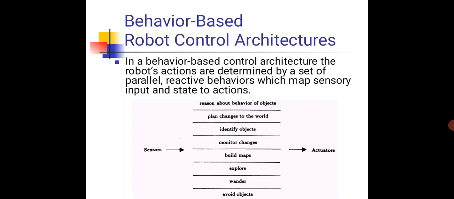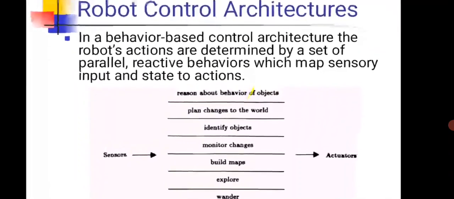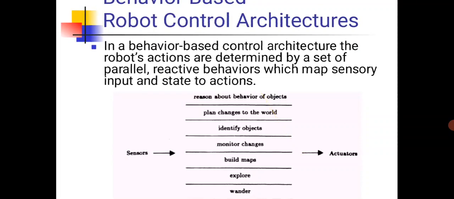Coming to the second type, which is the behavior based robot control architecture. In a behavior based control architecture, the robot's actions are determined by a set of parallel reactive behaviors which map the sensory input and state to action. It is very similar to the previous one, but you can see here we have various interleaved structures. These reason about the behavior of objects, plan changes to the world, monitor the changes, build maps, explore, and wander. All of this is done by a sensor.